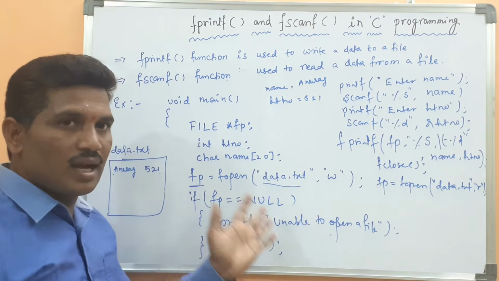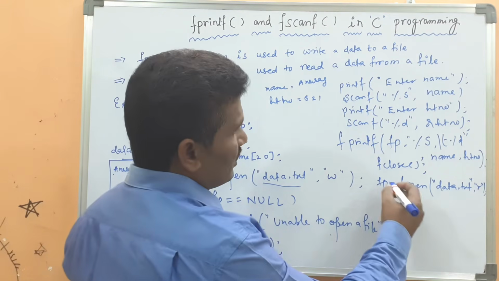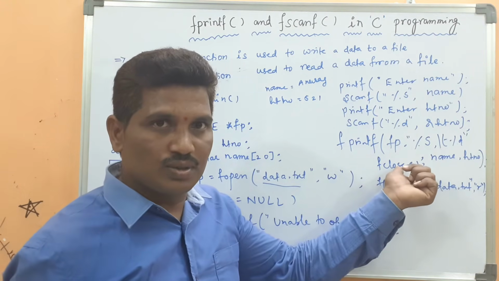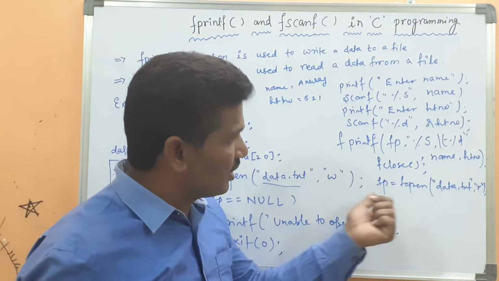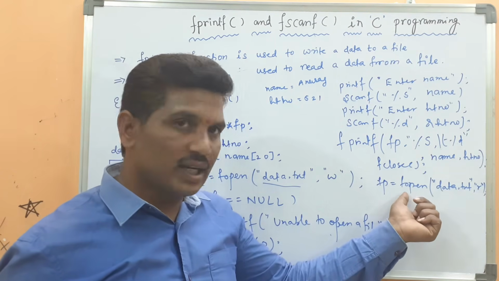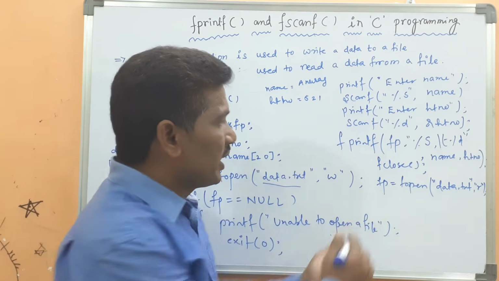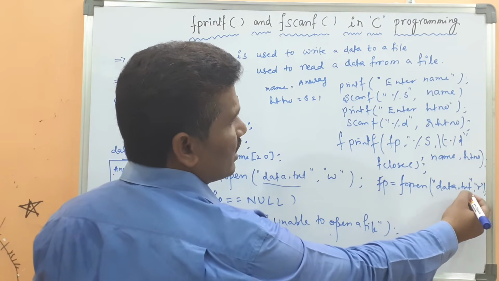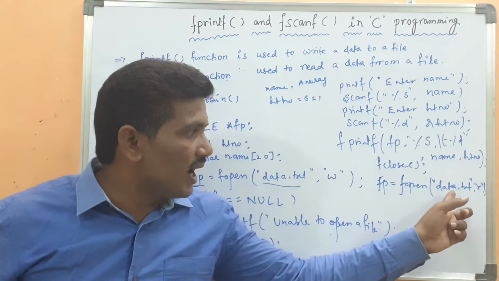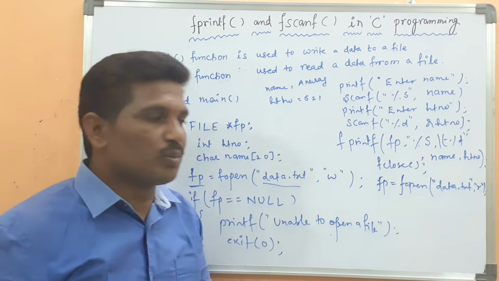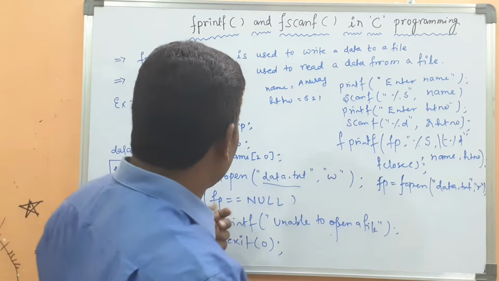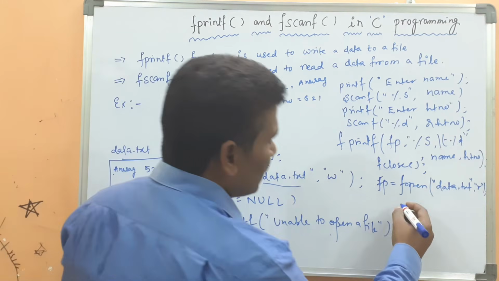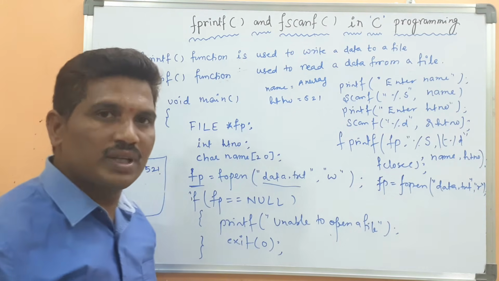The file modes were discussed in the last class. We wrote the data, then the file has been closed. After that, if you want to read the data from your file, the file needs to be opened again. Then file pointer fp, fopen, data.txt, read. At this time, the file has opened for reading. I did not write the condition directly because the file has already been created. Then directly you can read the data from the file.